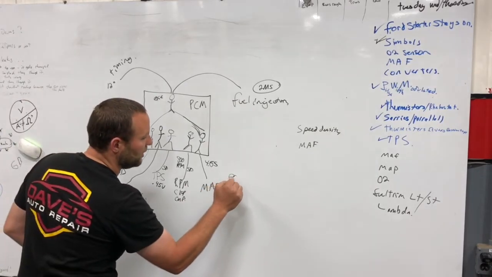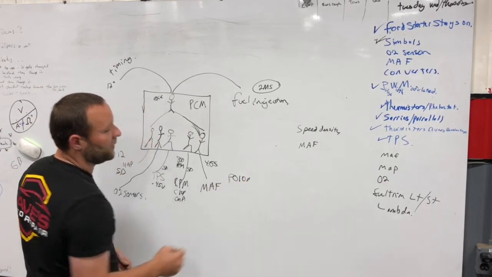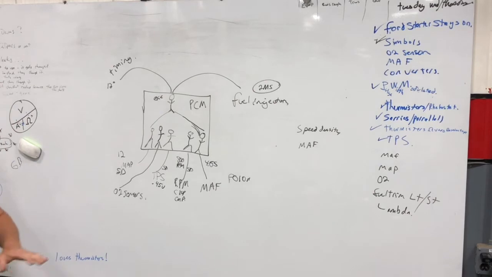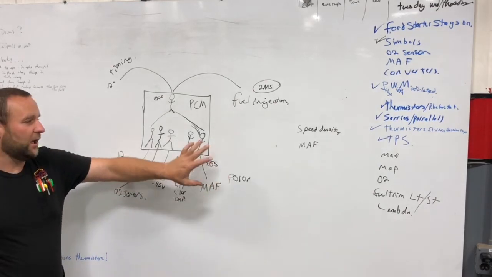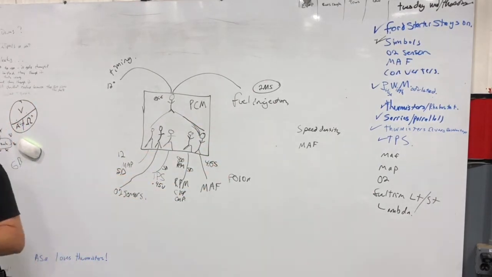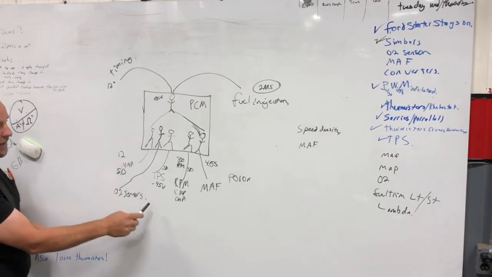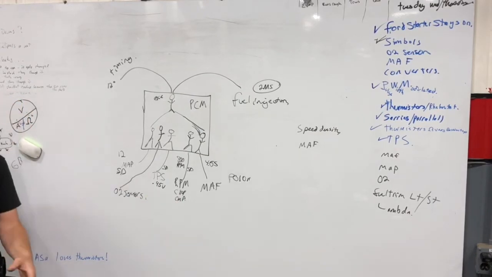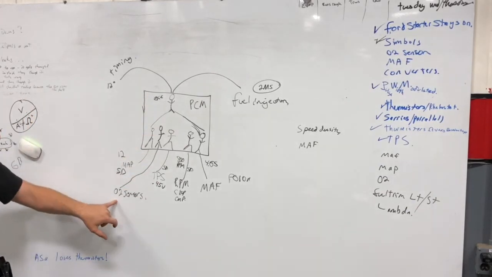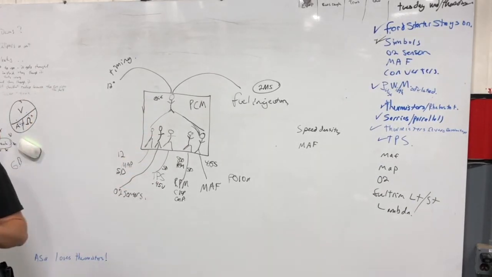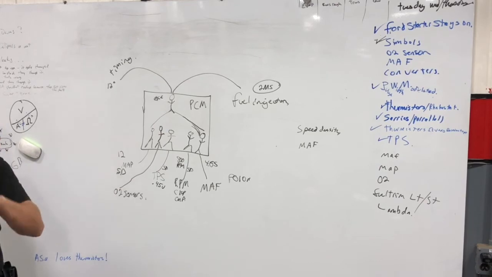P0101, mass airflow below threshold. If it sets that code, it ignores this guy completely. Then it runs on the speed density system where it uses MAP, TPS, RPM. I can make an educated decision, and then I can look at my fuel O2 sensors and decide if that's right or not. And it's cell blocks. It fills each cell in. With these three criteria, I need that much fuel. With these three criteria up here, I need that much fuel. It's literally a cell block.